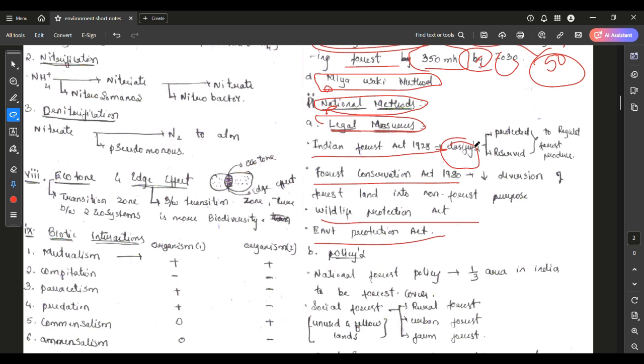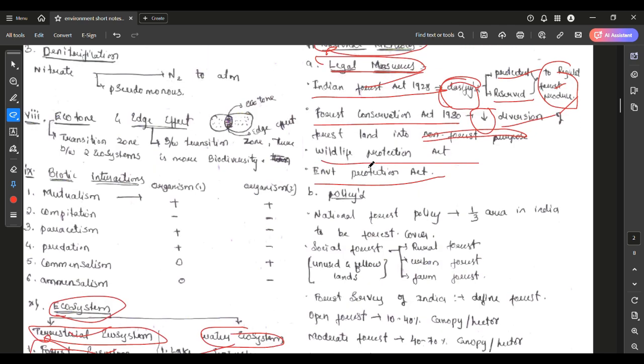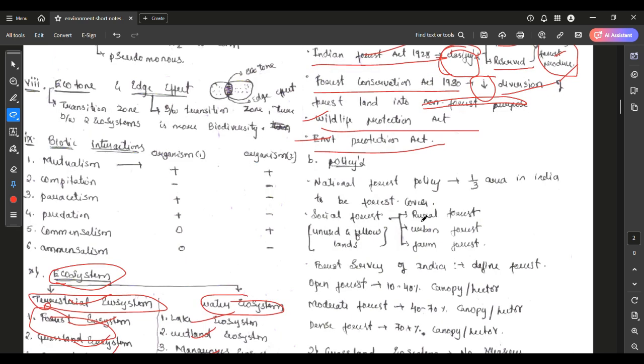I also elaborated each and every point. You can see here the Indian Forest Act classifies protected forest as well as reserved forest to regulate the forest produce. The Forest Conservation Act, I elaborated here, is to decrease the diversion of forest land into non-forest purposes. And in later pages I also explained the Wildlife Protection Act as well as the Environmental Protection Act. You can see in the next pages.